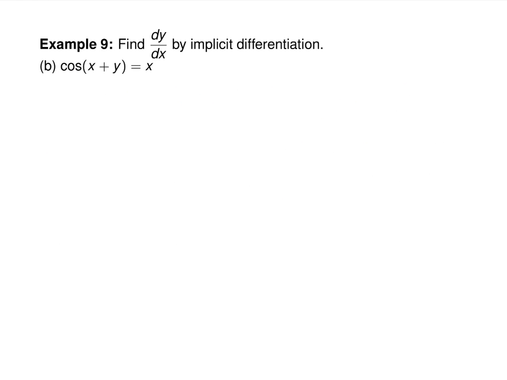Okay, cosine of x plus y equals x. Okay, so first you differentiate the cosine. Negative sine of x plus y, and you multiply by the derivative of x plus y. So what's that going to be? 1 plus y prime. Do you guys buy that? Okay, and it's going to equal 1.